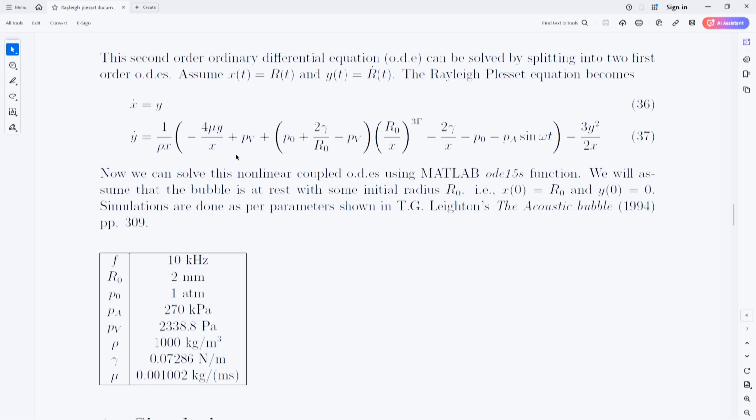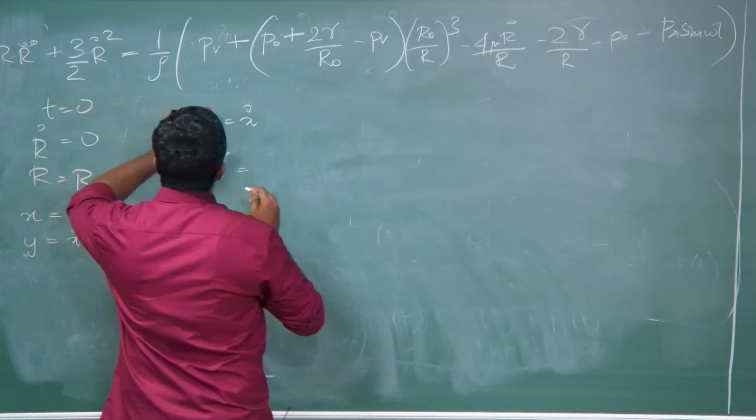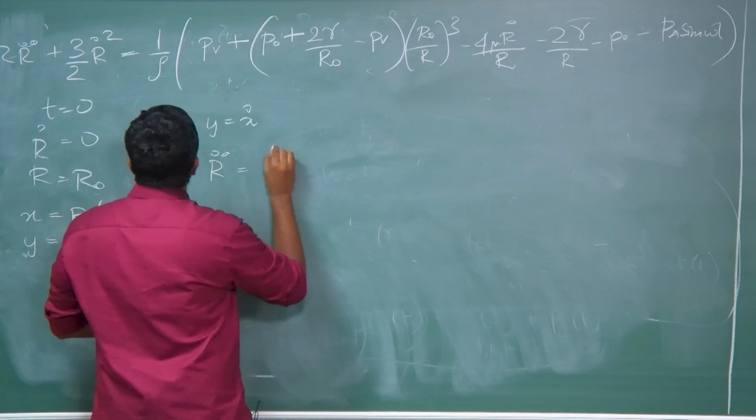I hope you can see the equation. So, what we will get is actually two ODEs, one is y equal to x dot. As you can see here, this one y equal to x dot, other is y dot is equal to 1 by rho x of this. All we are doing is we are writing R double dot is equal to R by this expression. So, I have to write the entire thing again.